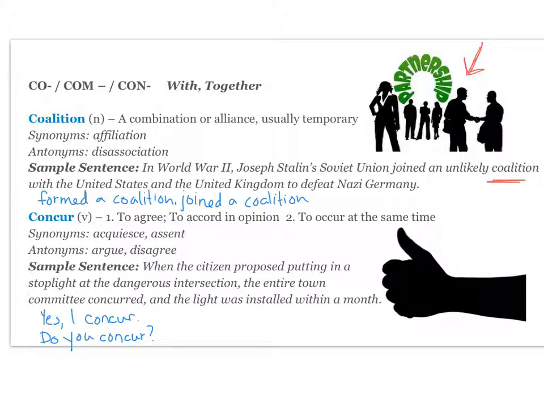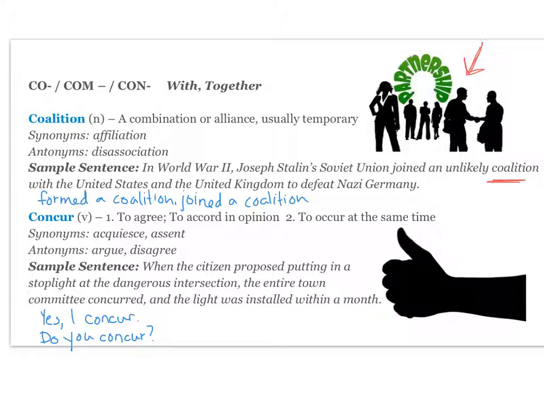So those countries formed a coalition or an alliance because they wanted to get something specific done. So usually form a coalition because you have a specific task that you want to accomplish. I gave you here common ways that it's used, so you would often say that they formed a coalition or someone joined a coalition.